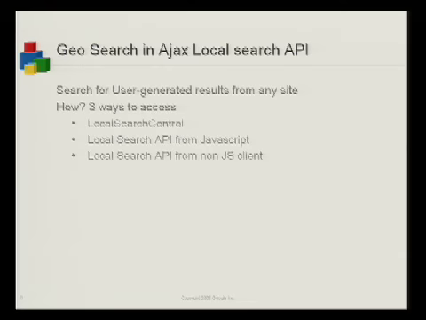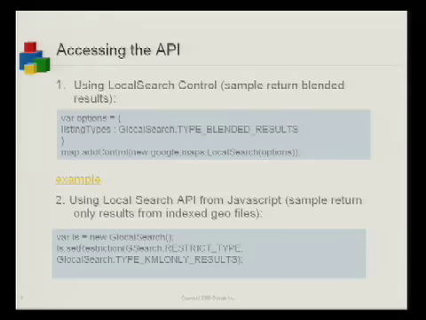Okay, so there are basically three ways to access through the AJAX local search API. You can do the local search control on maps. You can do the local search control in the API, in the JavaScript AJAX APIs, and then you can do local search API from a non-JavaScript client. So let me just go over some of these. Any of you who have developed maps are probably familiar with the local search control, which gives you this option to just put a local search control right onto your map.